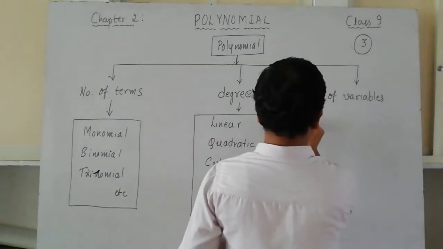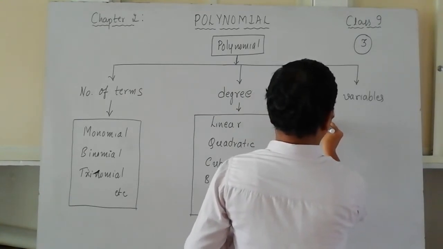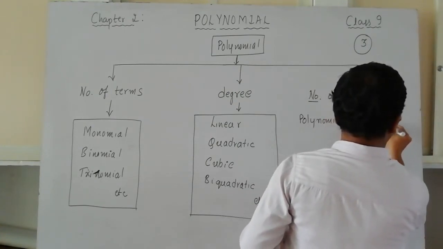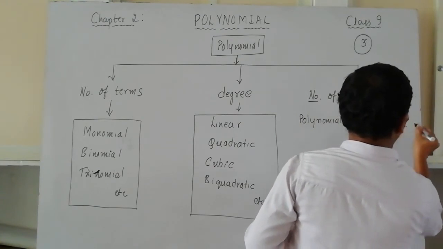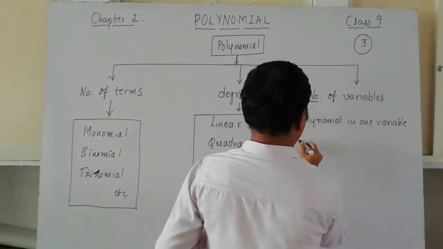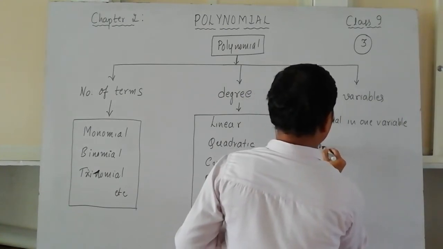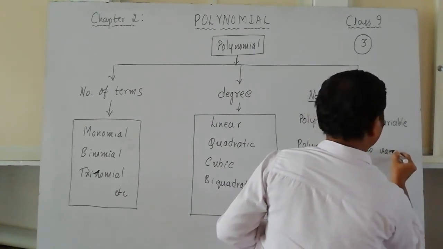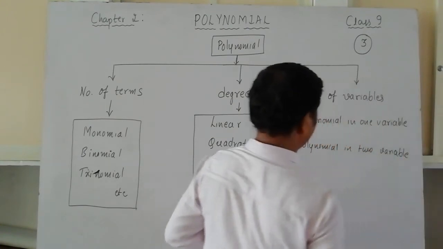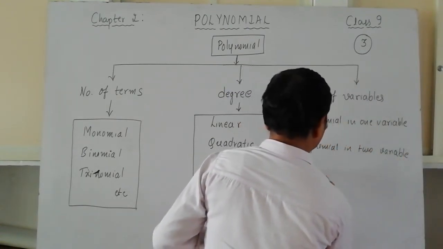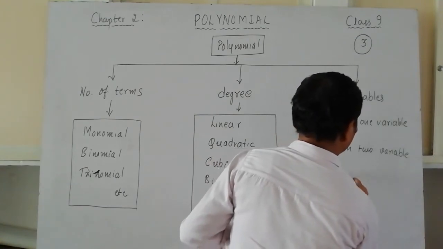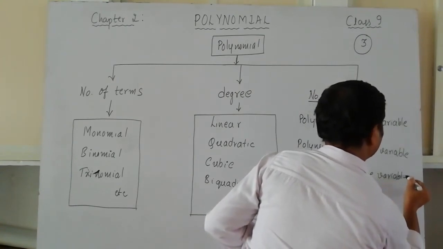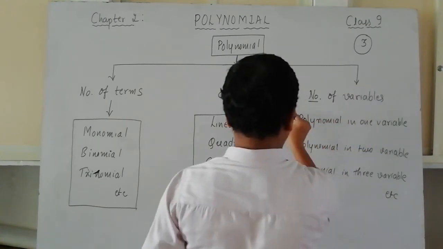The first one is polynomial in one variable. The second one is polynomial in two variables. The third one is polynomial in three variables, and so on.